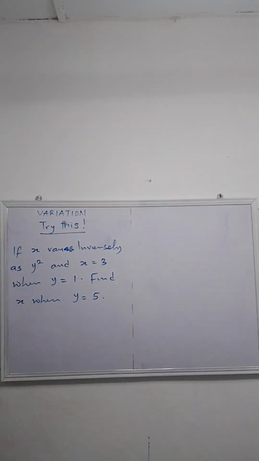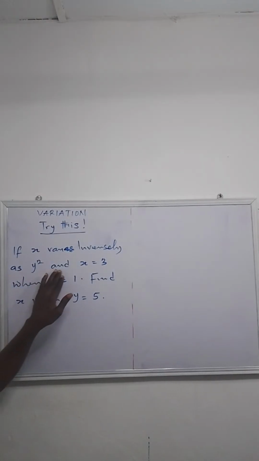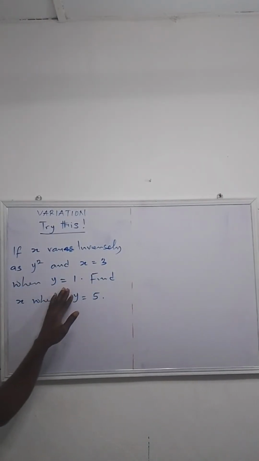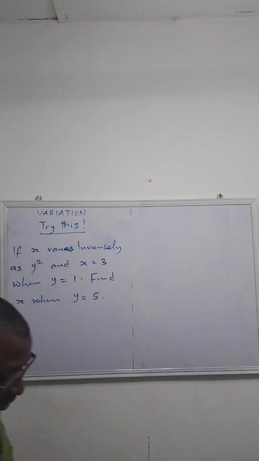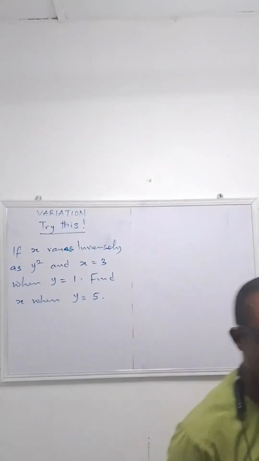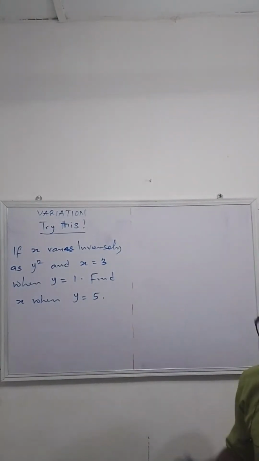Now look at this question. If x varies inversely as y squared and x is 3 when y is 1, find x when y is 5. Can we quickly do this one? Let's do it within 2 minutes, see what we can come up with, and drop our answer in the comment section. I give you 2 minutes to attempt this problem.